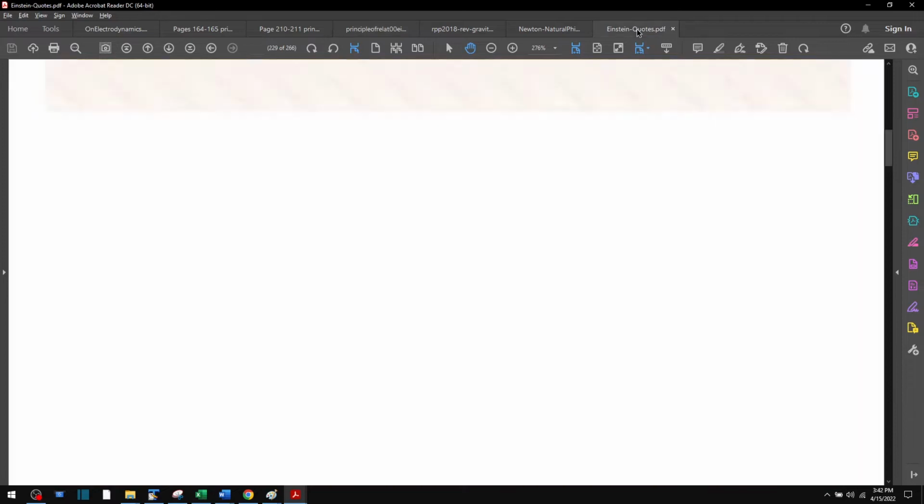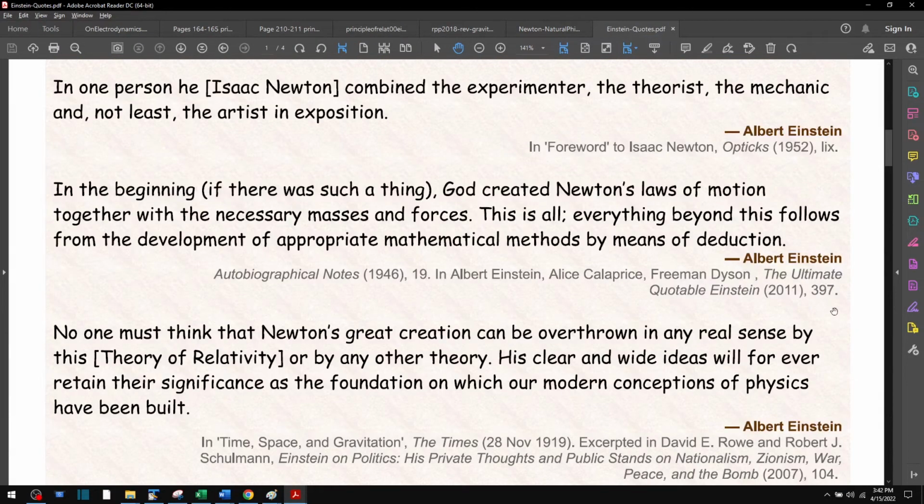If you need any further proof of Einstein's belief in Newtonian gravitation, here's a quote, actually two quotes from Einstein. In the beginning, if there was such a thing, God created Newton's laws of motion together with the necessary masses and forces. This is all. Everything beyond this follows from the development of the appropriate mathematical methods by means of deduction. In other words, Newton's laws are all there is, and everything else that we learn comes off of that.